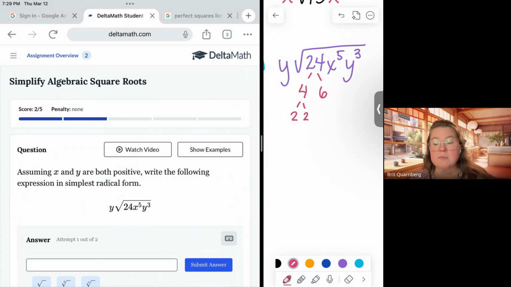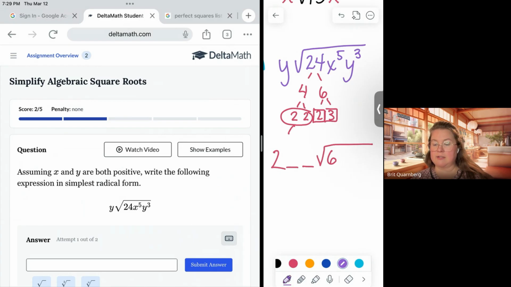We could keep on splitting up 6 and get 2 times 3, but there's only one pair of 2's, and each of those would have to stay inside, which I might as well have just done 6. So on the outside so far, I have a 2 on the outside, probably an x here, probably a y there, and 6 on the inside. Does that make sense? So that was the number part.